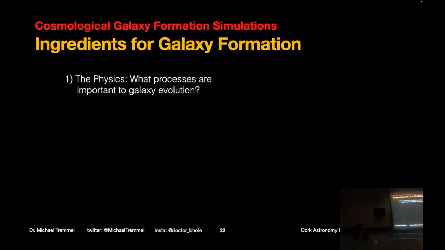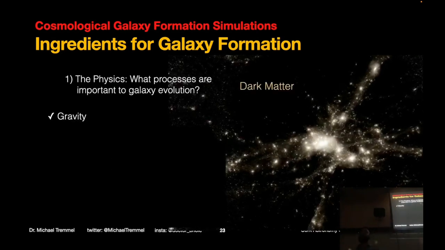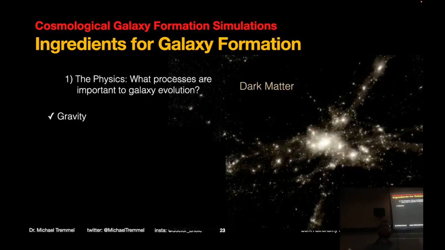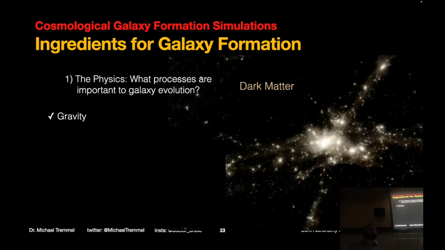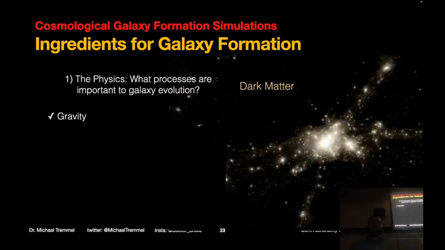So what do we need for galaxy formation? Well, we still need gravity. We still need dark matter. Dark matter still makes up most of the universe. Gravity is still the most important force on these scales. It's still what holds galaxies together. So we still got to have gravity.